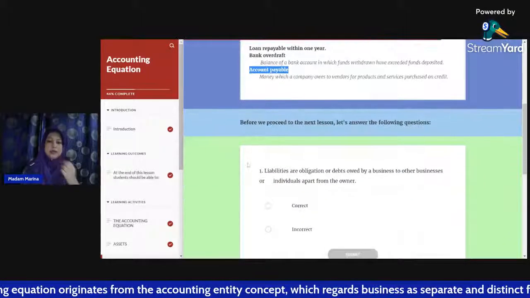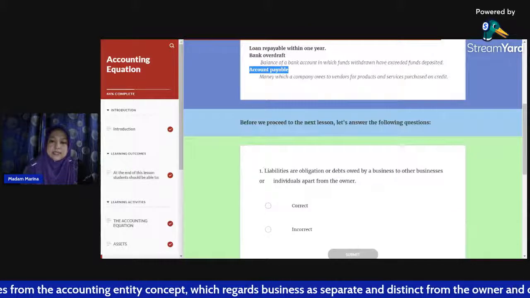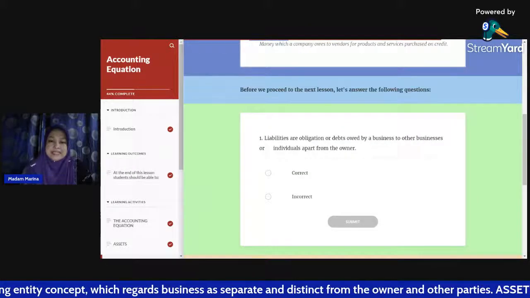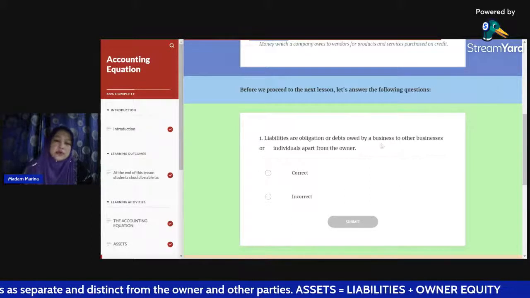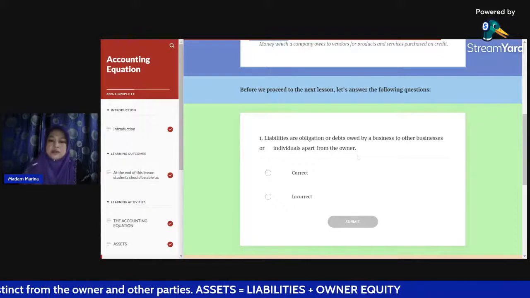Before we proceed to the next lesson, let's answer the following question. Liabilities are obligations or debts owed by a business to other businesses or individuals apart from the owner.